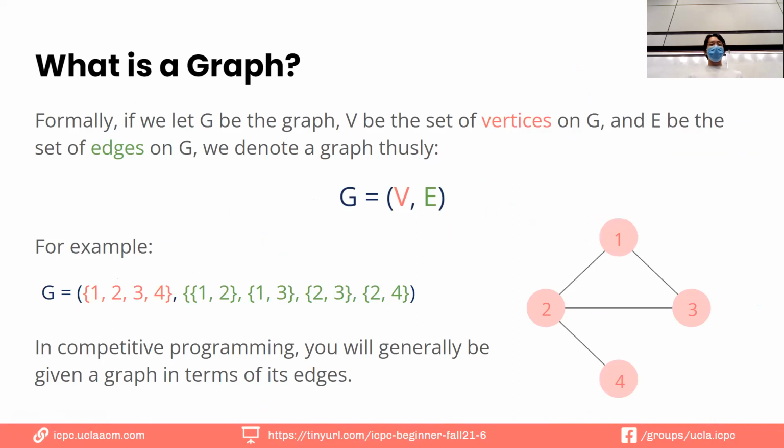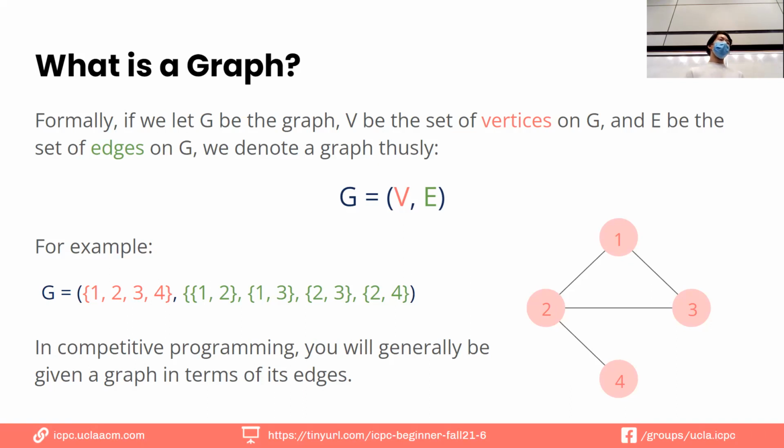So formally, we define G as a graph, and G has two sets. There's the set of vertices, which is a bunch of numbers, and E is a set of edges, which connects these vertices together. So for example, on the right, you can see a graph with 4 nodes, 1, 2, 3, and 4, and there are 4 edges: from 1 to 2, 1 to 3, 2 to 3, and 2 to 4. Normally when you're doing graph theory problems, they'll give you the information about the graph in terms of the edges that it has.